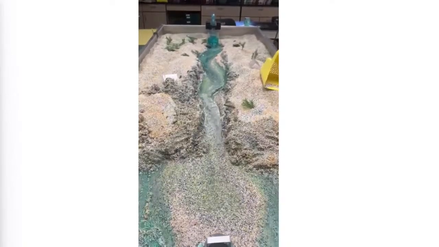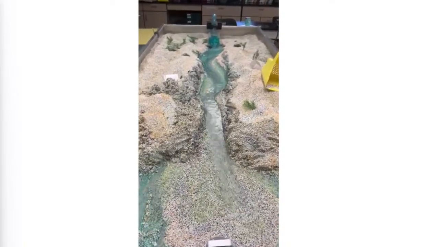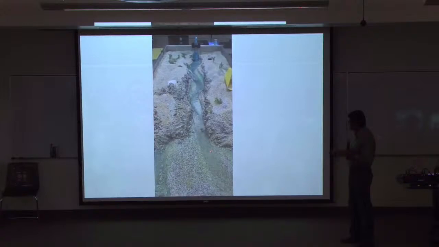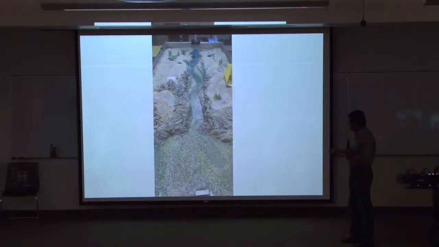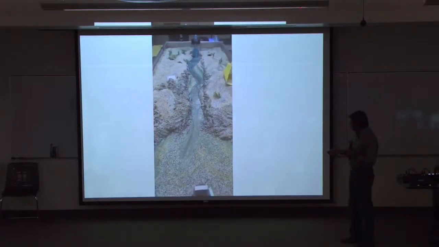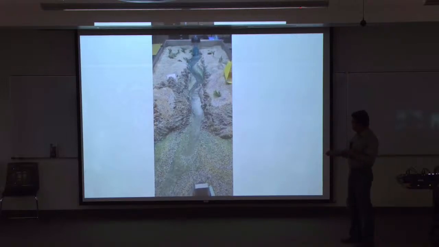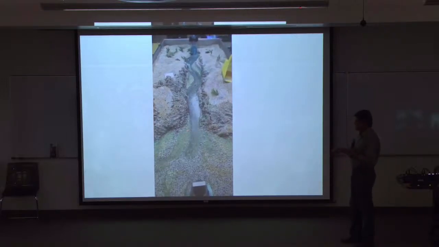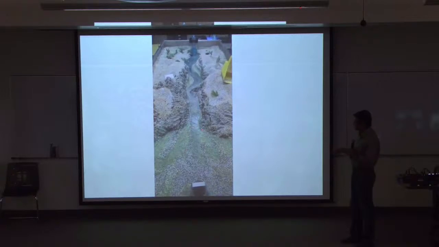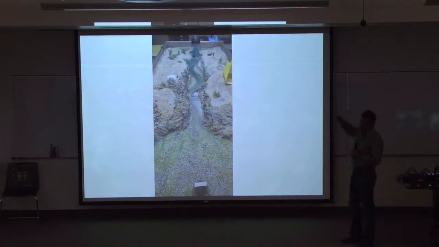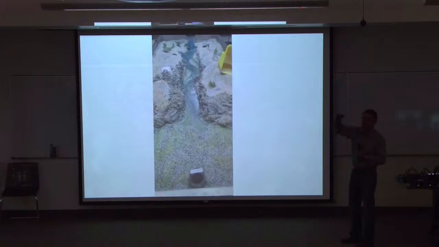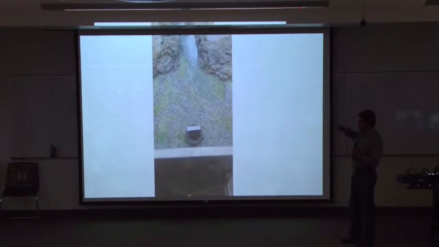What is important to note here is that at this point, this channel is active. As time goes by, this channel will get overwhelmed with sediment and it will move elsewhere. This process is going to continue, and more sediments are going to get deposited, and the fan is going to build up. So this is, again, why I'm referring to this as a depositional landform.